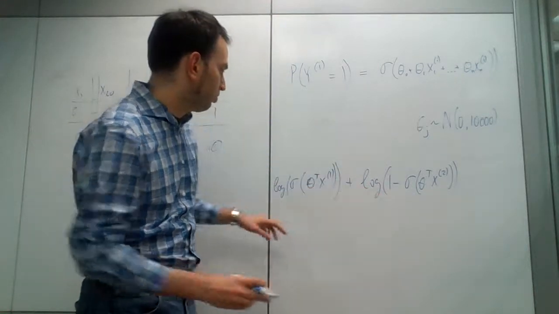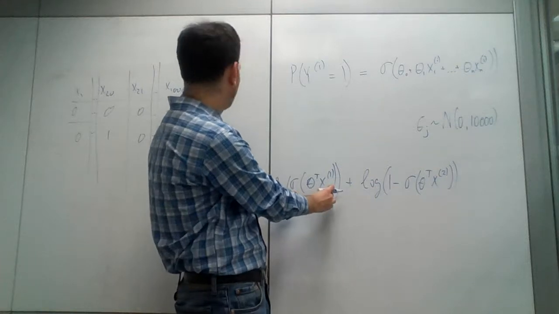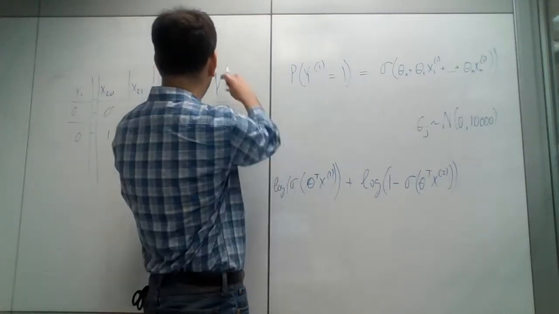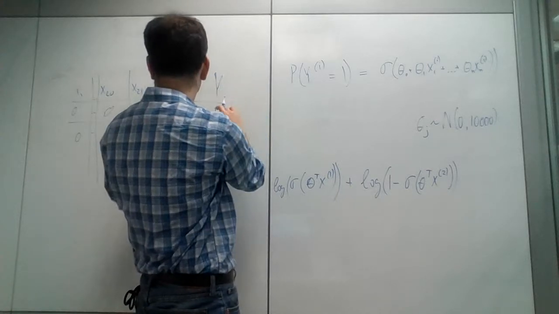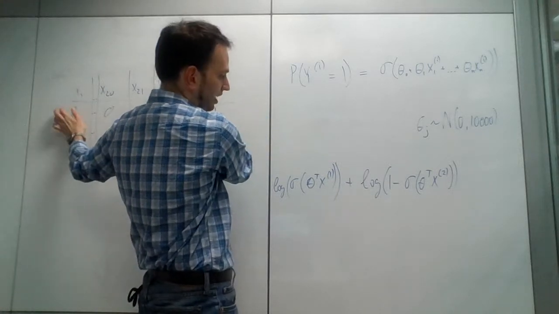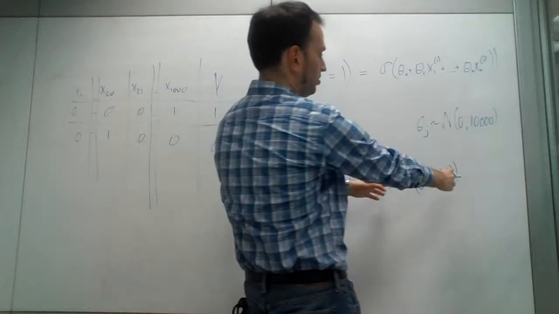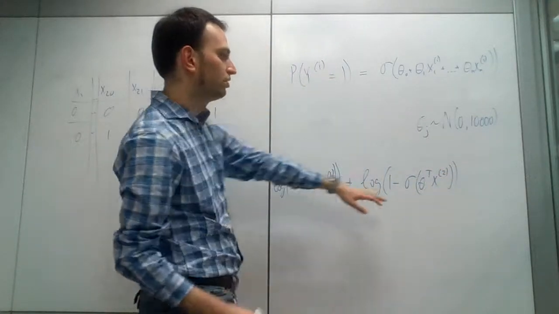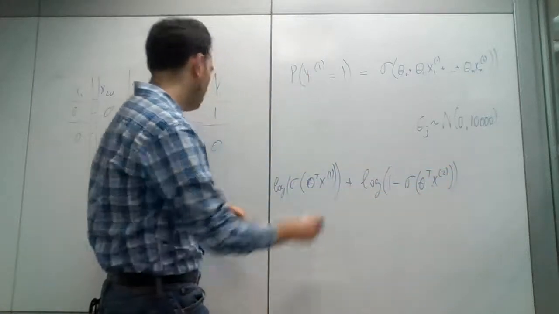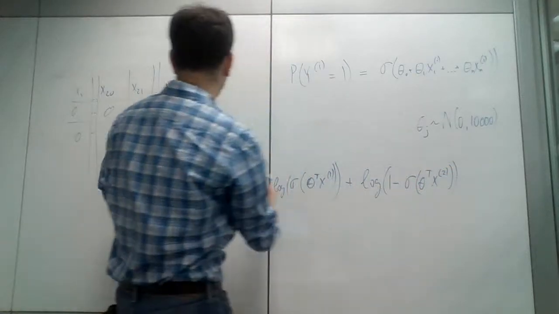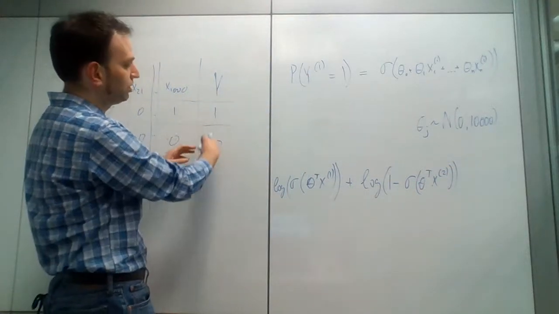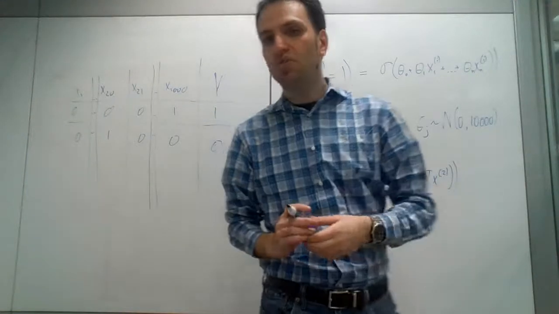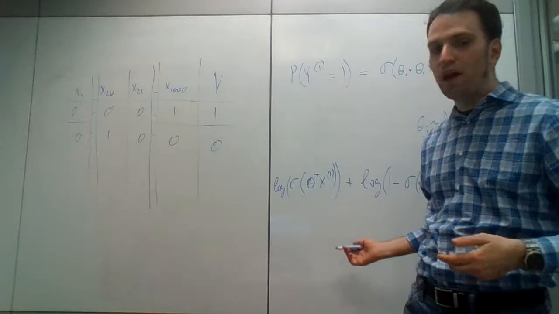Why is this correct, by the way? Well, this is just the log of the probability of this data point. Here I'm talking about the probability of y equals 1 conditioned on this x. And here I'm talking about 1 minus the probability of y equals 1 conditioned on this x. Why 1 minus? Because here y is equal to 0, so the probability of y equals 0 is just 1 minus the probability of y being equal to 1.